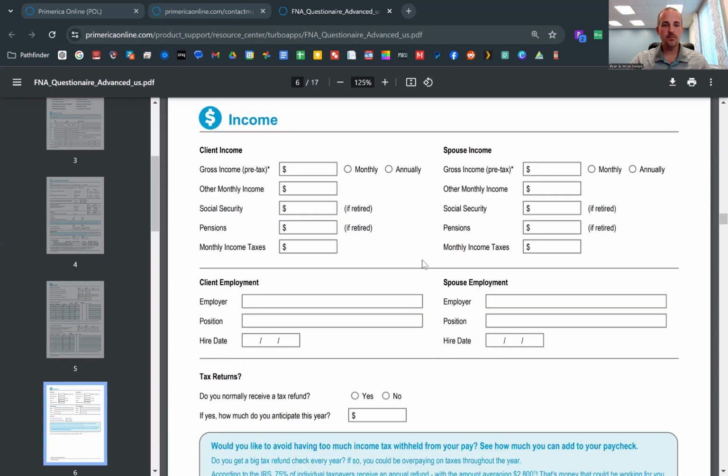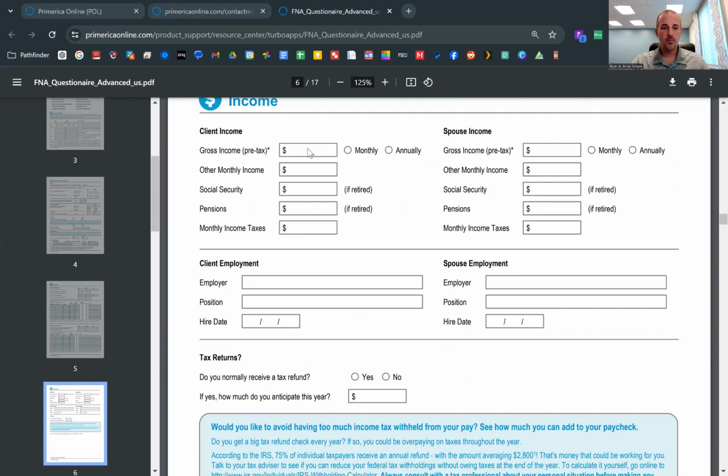But moving on to income. My brain works really well monthly, so I like to ask for their monthly income. Most people know their annual, and you just break it down, divide by 12, right? You can put their monthly income in there.